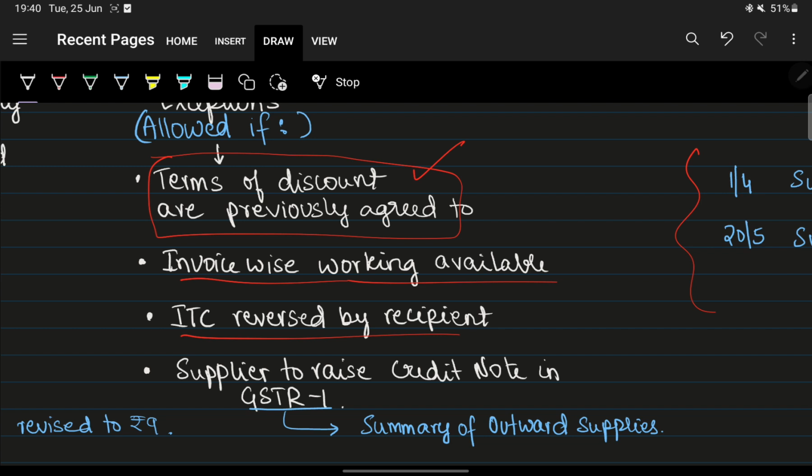Secondly, invoice wise working should be available, and third, ITC should have been reversed, and fourth, the supplier has to raise a credit note in GSTR1 for that particular month. Okay, so here the discount that is being given, it doesn't matter if it is in the same period or not. You can give it at the end of the year, or after the period has ended, but he has to generate the relevant credit note for that particular GSTR1 period. Okay, so that has to take place. Clear? Next, so these are the 4 points.